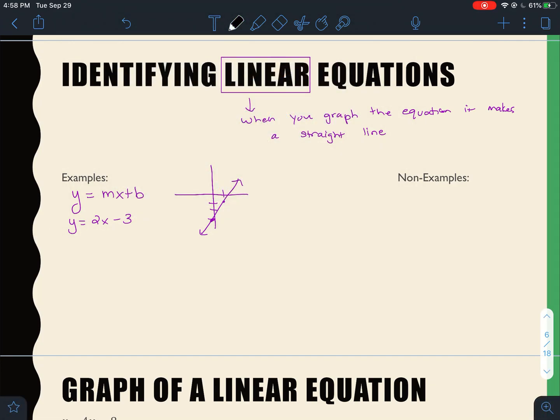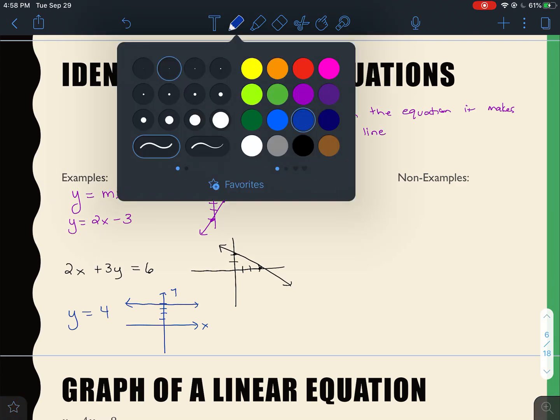Another example of a linear function would be like 2x plus 3y equals 6. Because if we graphed that function, it would look like this, which would also make a straight line. So their graphs make a straight line. Another example of a linear function could be y equals 4. Because if we graph that equation, it would look like this. And again, it makes a straight line. So those are examples of linear equations, because when you graph them, they make straight lines.